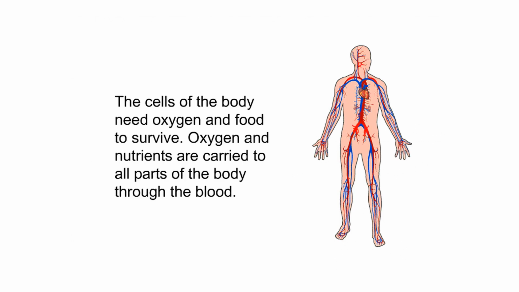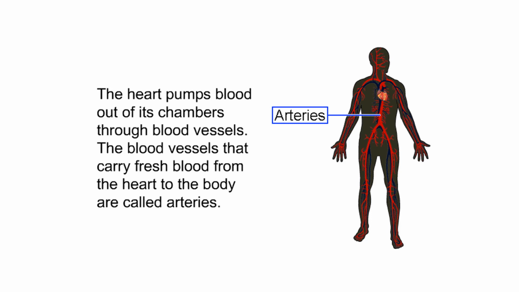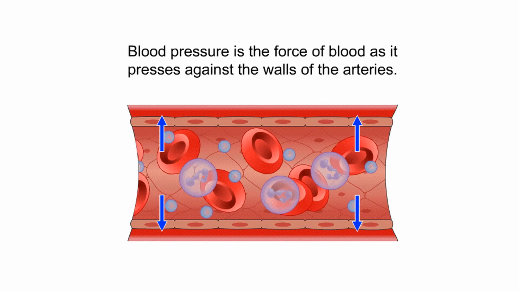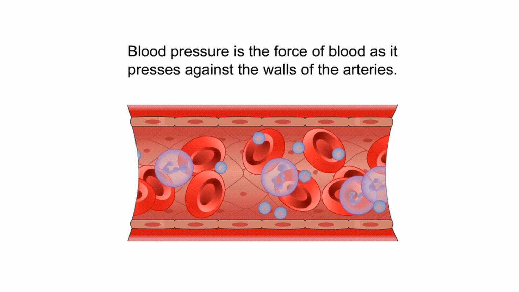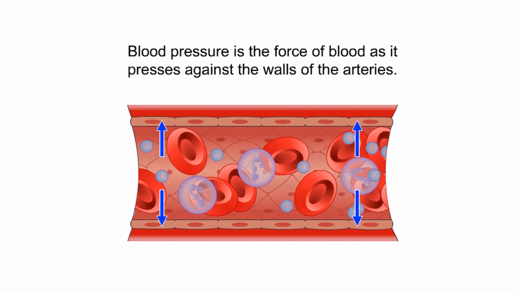Blood pressure. The cells of the body need oxygen and food to survive. Oxygen and nutrients are carried to all parts of the body through the blood. The heart pumps blood out of its chambers through blood vessels. The blood vessels that carry fresh blood from the heart to the body are called arteries. Blood pressure is the force of blood as it presses against the walls of the arteries.